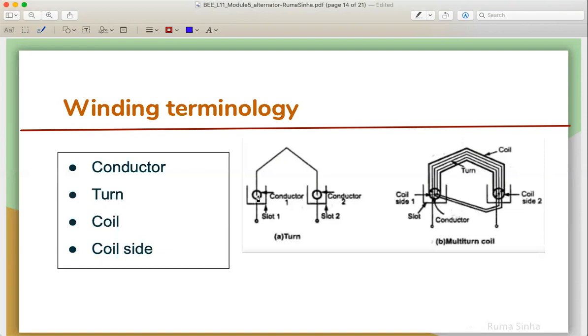So here there is one conductor placed. Here there is one more conductor placed. Two conductors are connected to obtain a turn. Like this, multiple turns together are called a coil, that is a multi-turn coil basically. In one slot, a part of the coil is called a coil side.